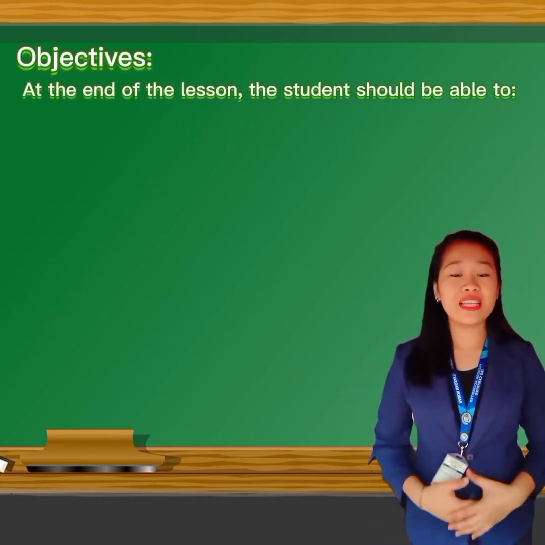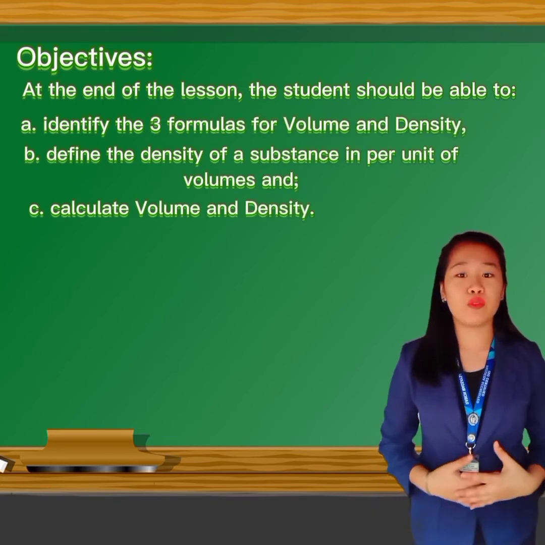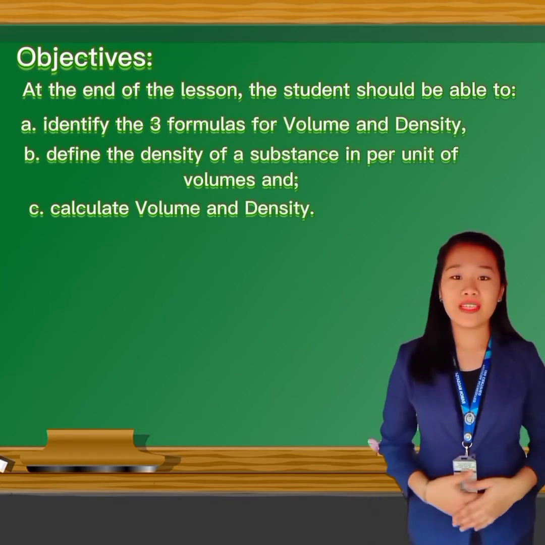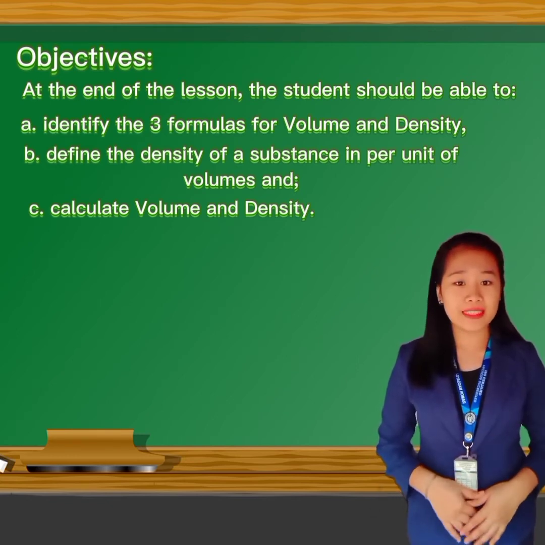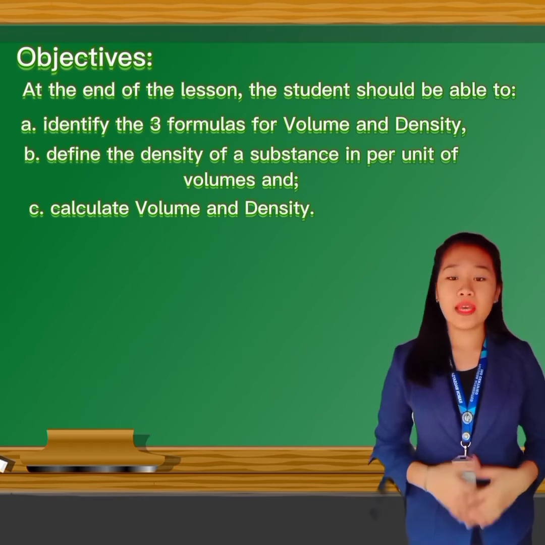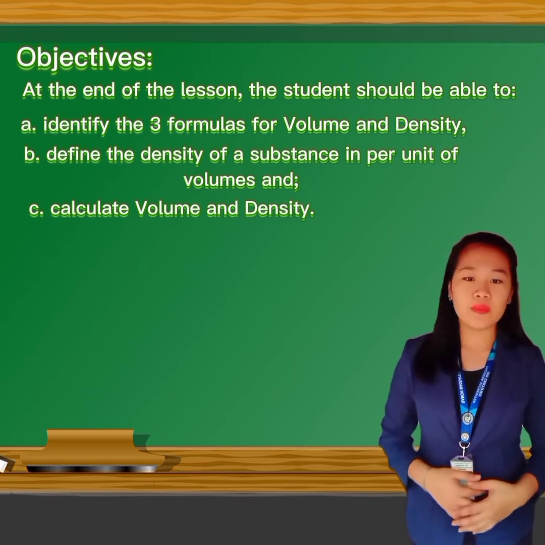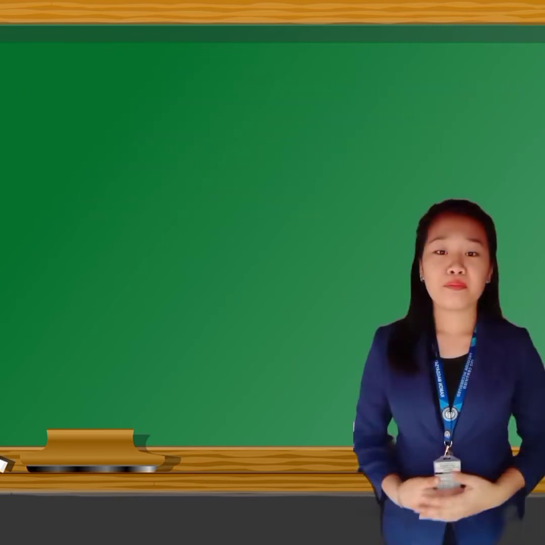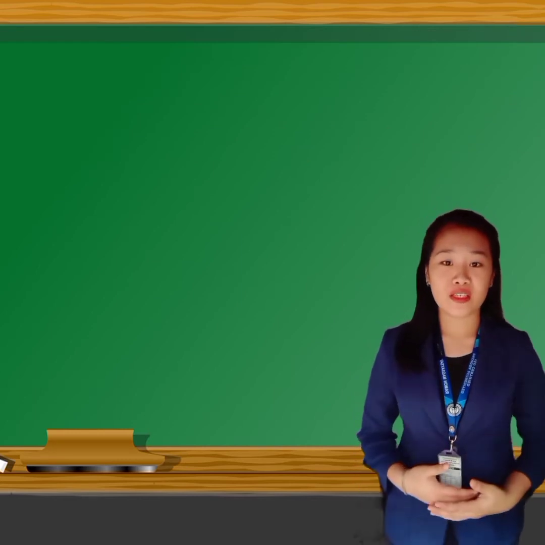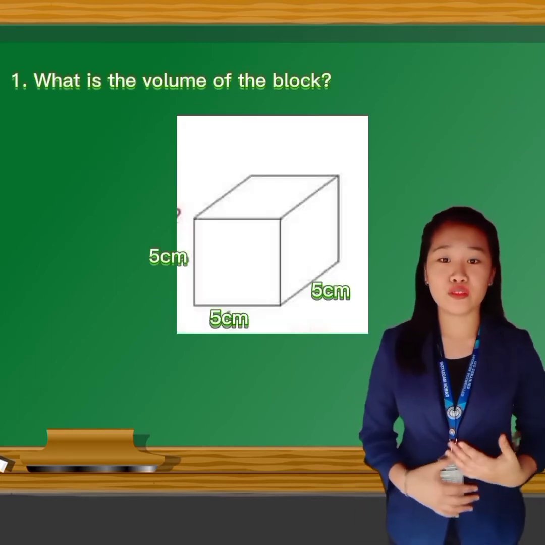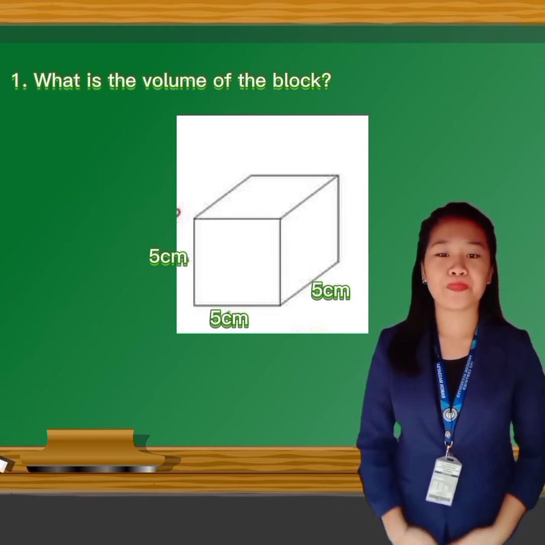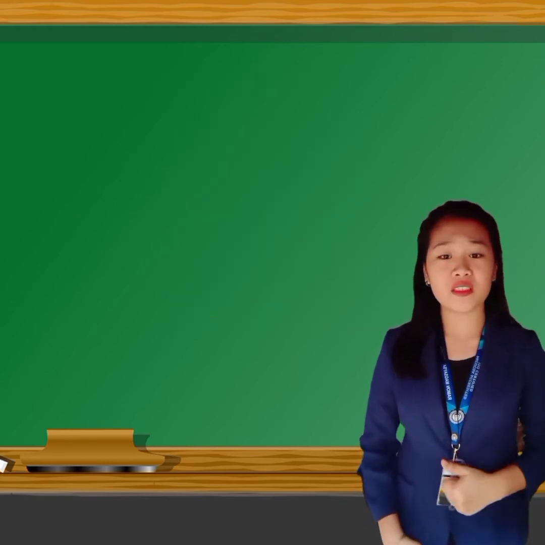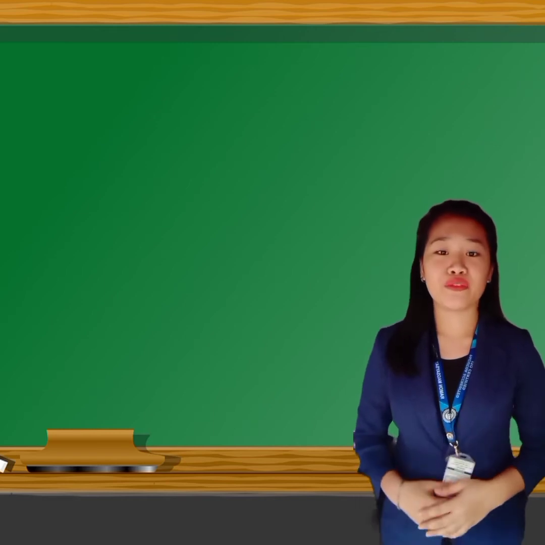Objectives. At the end of the lesson, the students should be able to identify the three formulas for volume and density, define the density of some substance in per unit of volume, and calculate volume and density. Before we start our lesson, I have a problem here that you need to solve within 5 minutes. Start now. Are you done? Pass it to the front.